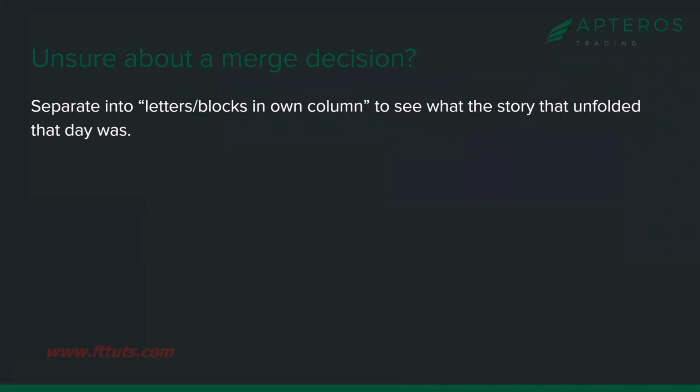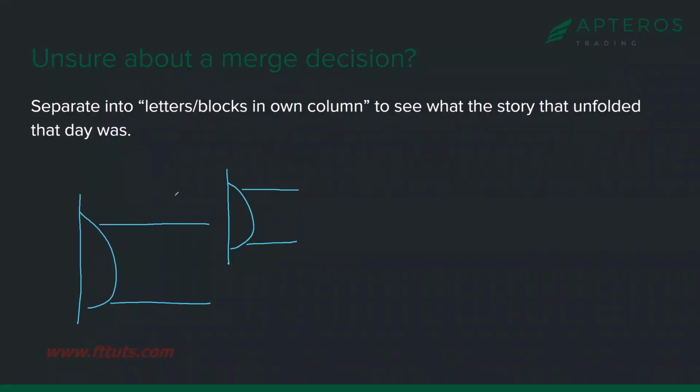Unsure about a merge decision? Oh, I can't tell if I should or not. It's like exactly 50-50 value overlap, and there's a little extra distribution hanging off the end. I don't know. So if you've got this, and then the day 2 looks something like this, just very confusing. You're not sure. It halfway tried to break out and halfway didn't.